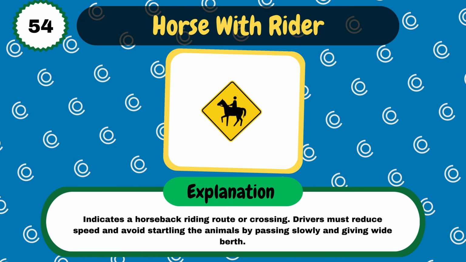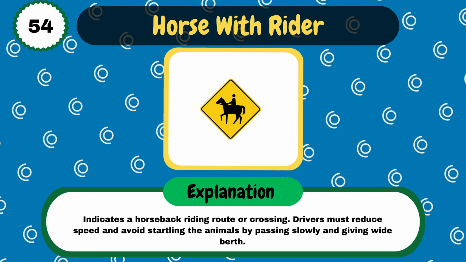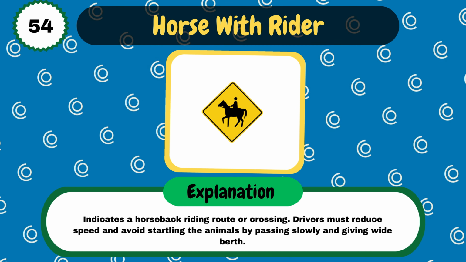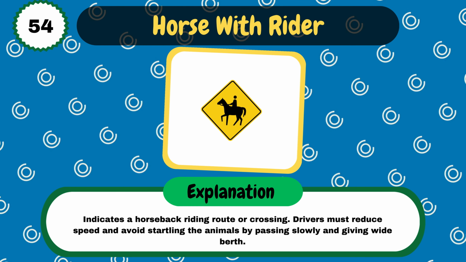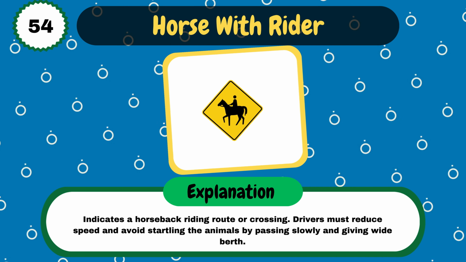This is the horse with rider sign, and it means you're in an area where horseback riders may be present on or near the road. Slow down, pass wide and slowly, and avoid honking or revving your engine to prevent startling the animal.